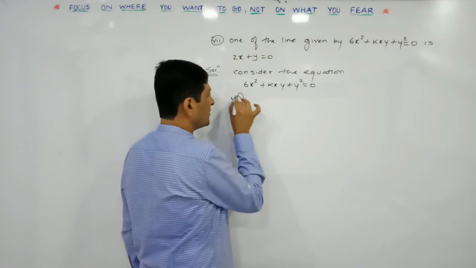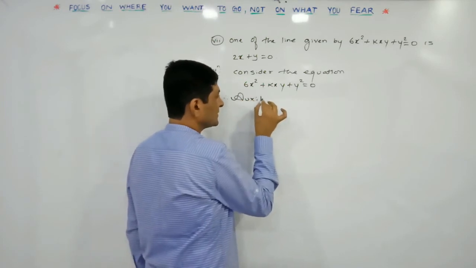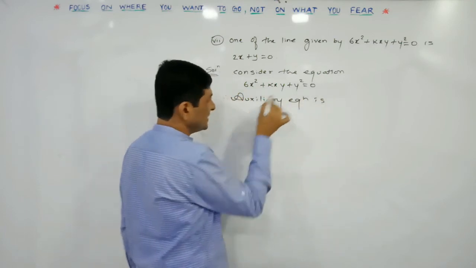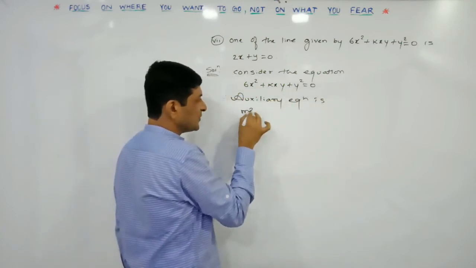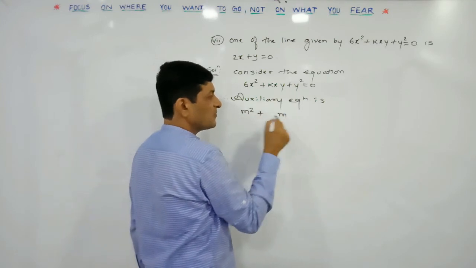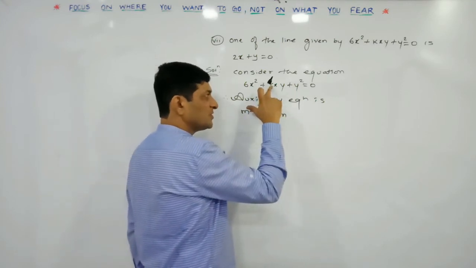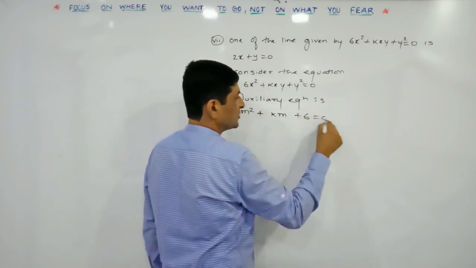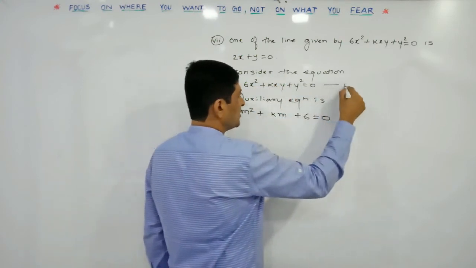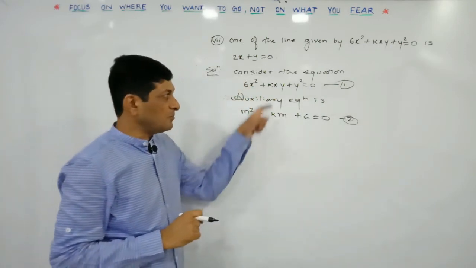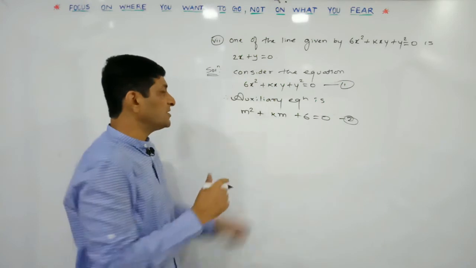So therefore the auxiliary equation is, what is the auxiliary equation here? So m square, what is the coefficient of m square? 1, plus, then find the term of m, its coefficient is k. So m square plus k m plus 6 is equal to 0. From the homogeneous equation we have got the auxiliary equation. Now we are using the given condition that one of the lines represented by this equation is given to us.